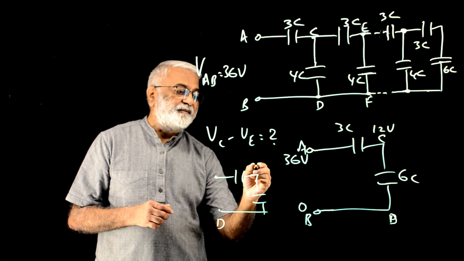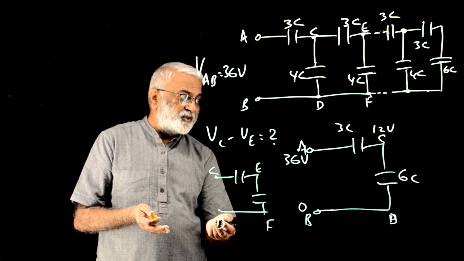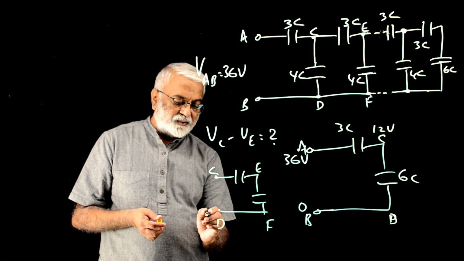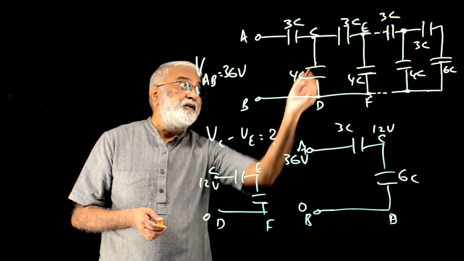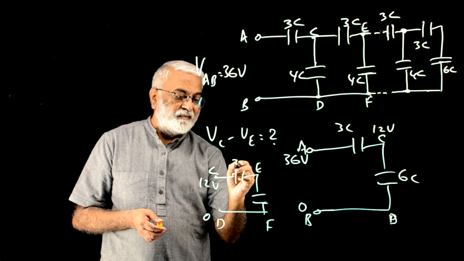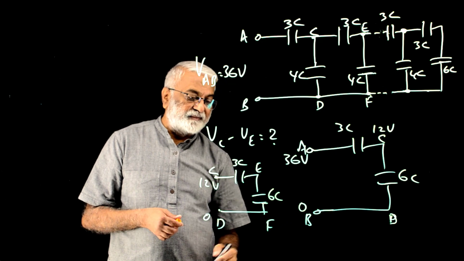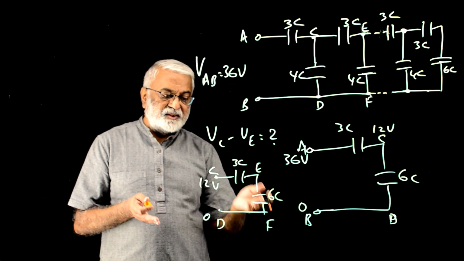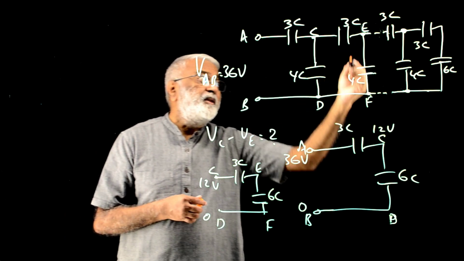This is E, this is F, and between C and D the potential difference is 12 volt, right? This is 0 volt and this is 12 volt. This is what 3C we have in the circuit, and this is the equivalent of all this. This is 6C. So 3C and 6C in series here. This 6C is the replacement for all these capacitors.